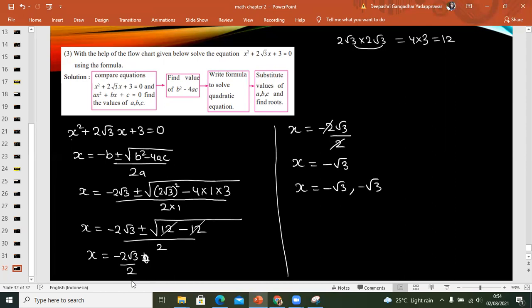Because here the plus and minus part is already gone. It is 0, 12 minus 12 is 0. Sometimes you get questions like this, so you have to write the solution in this way.